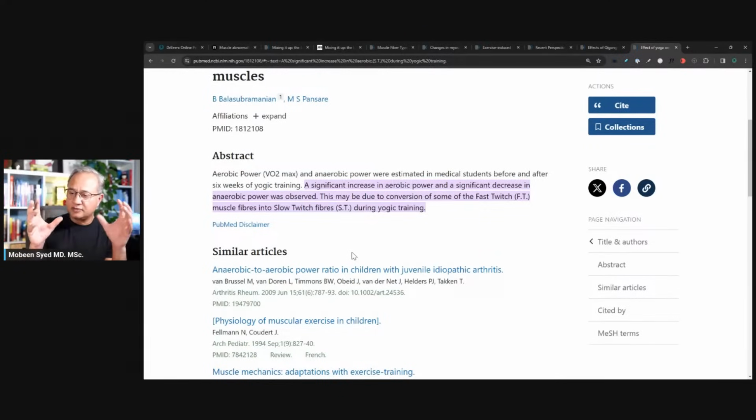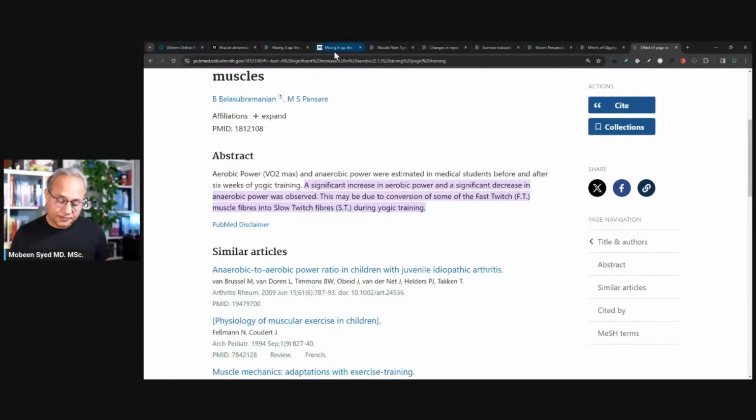Remember, we are looking at a long COVID patient who has anaerobic fibers which are more and aerobic fibers that are less. A significant increase in aerobic power and a significant decrease in anaerobic power was observed. This may be due to a conversion of some of the fast twitch fibers, glycolytic fibers, fatigable fibers, to slow twitch fibers, which are better oxidative, less fatigable. Yoga.